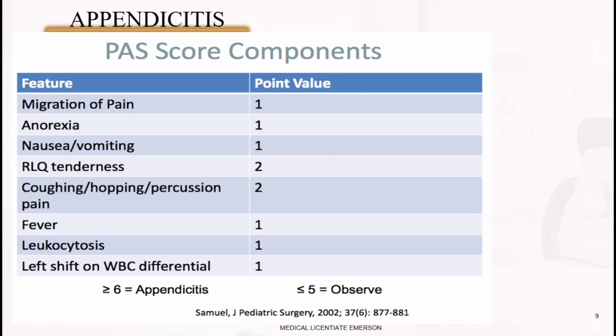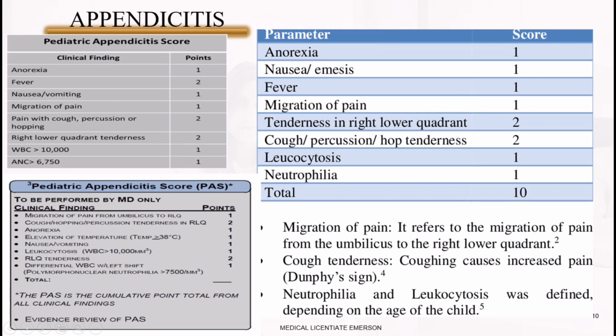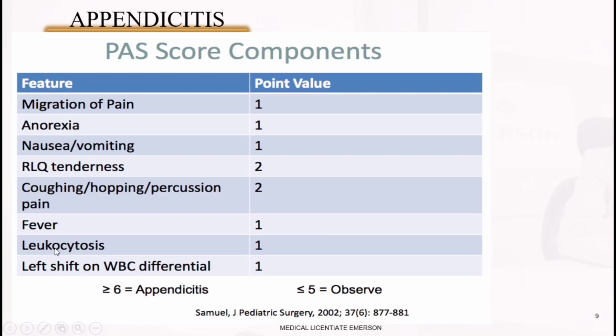Then this is the PAS score, the pediatric appendicitis score. So we have the mnemonic. For adults we have MANTRELS. Then for pediatrics we have MANTCELLS.